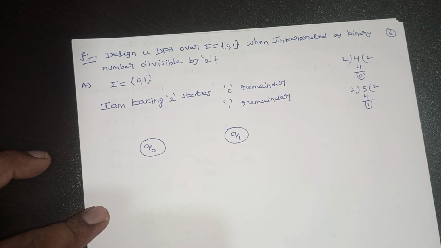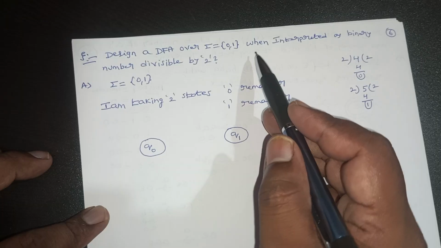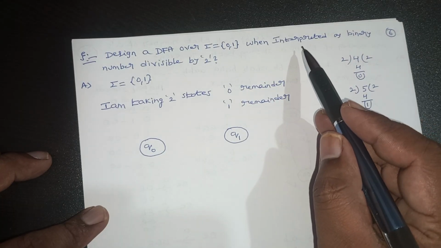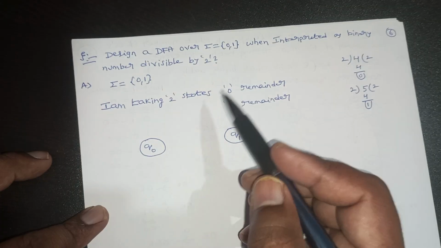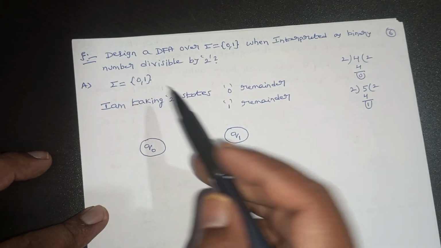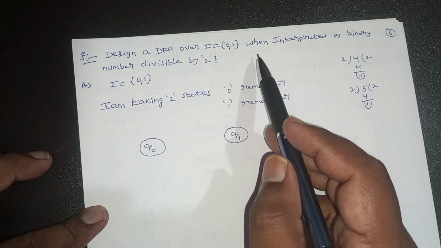Now here, design a DFA over sigma equal to {0, 1} that accepts strings which, when interpreted as a binary number, are divisible by 2. Okay, so first of all, what have they given? They have given sigma equal to {0, 1}.